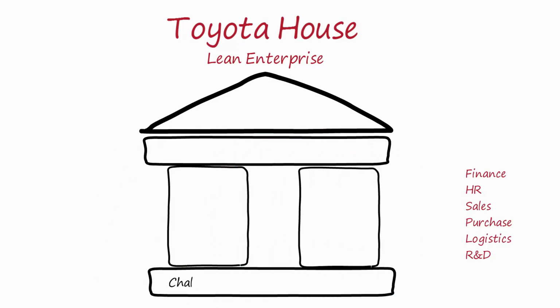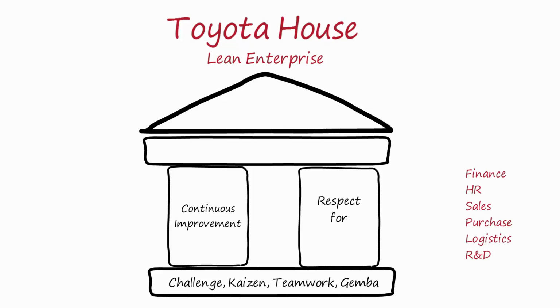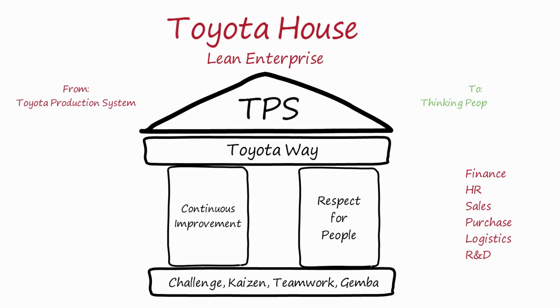At the base we have the principles of challenge, Kaizen, teamwork and Gemba. The 2 pillars have become 1. Continuous improvement. 2. Respect for people. The roof has the Toyota Way as an architrave, and the Thinking People system above. In fact, it can be said that the acronym TPS has turned from Toyota Production System into Thinking People System.